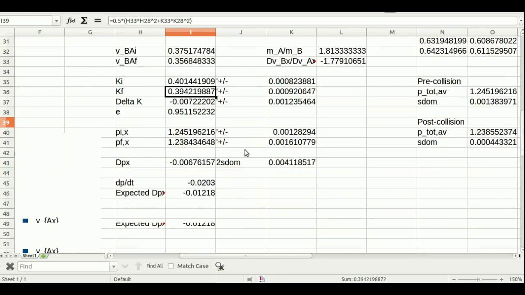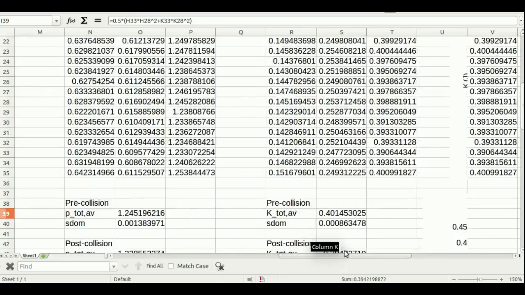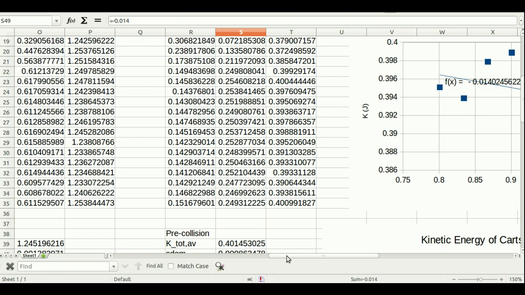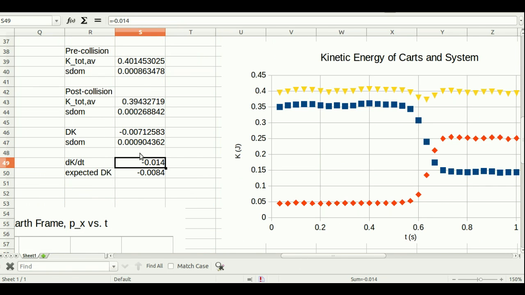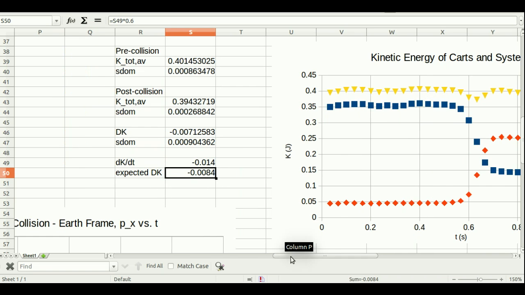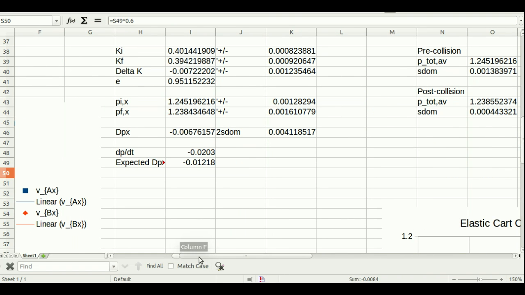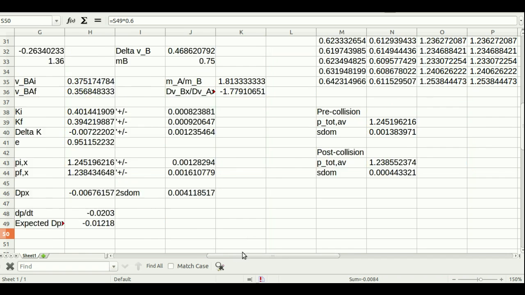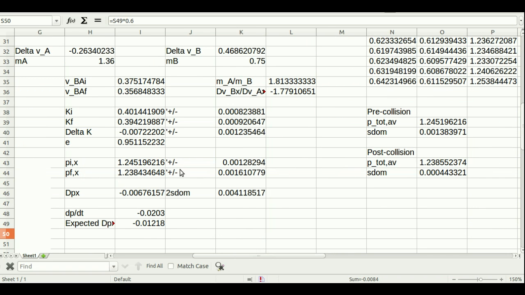And so I can again get a rate of change somewhere over here, a rate of change in my kinetic energy, which I just read off of that best fit curve. And again, I can multiply that by about 0.6 seconds and get the expected change in the kinetic energy, and it's about 8.4 millijoules, and the actual change in kinetic energy I see is about 7.2 millijoules. And so I can again conclude that the loss in kinetic energy I see in this system is just due to the friction, not because of anything happening in the collision. And so this looks like an awfully elastic collision.